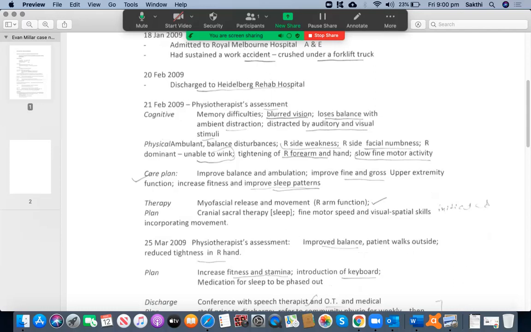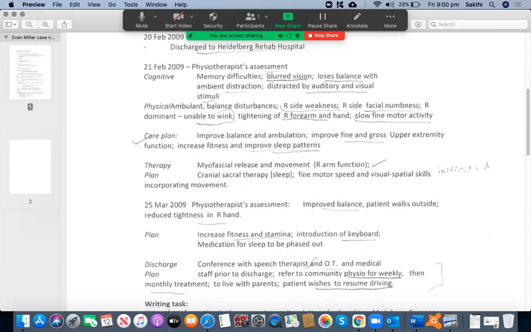Therapy is myofascial release and movement. That's all right. And then plan is cranial sacral therapy, sleep, fine motor speed, and visuospatial skills, incorporating movement. That's fine. So these things were already included. That's good. I'm very happy for that.